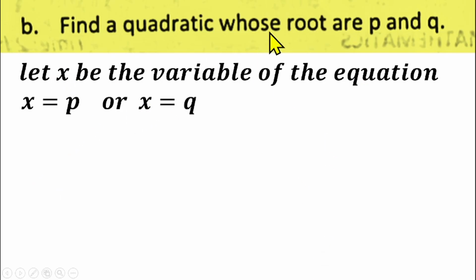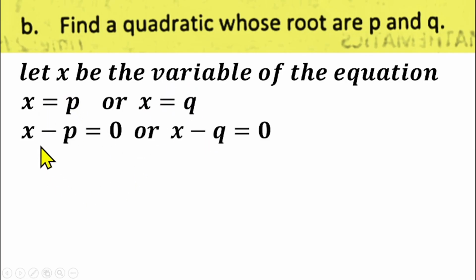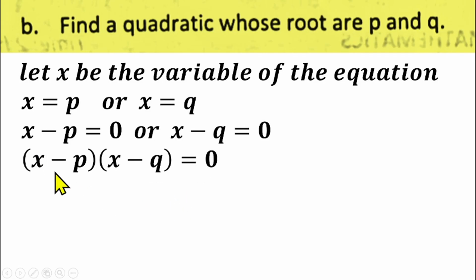So that means we'll be having x to be equal to the first root, and x will also be equal to the second root. So we'll be having x equals p or x equals q. Then take p to this side and take q to this side as well. You'll be having x minus p equals 0, x minus q equals 0. So each of them is equal to 0. That means their product also will be equal to 0. So we'll be having x minus p multiplied by x minus q equals 0.